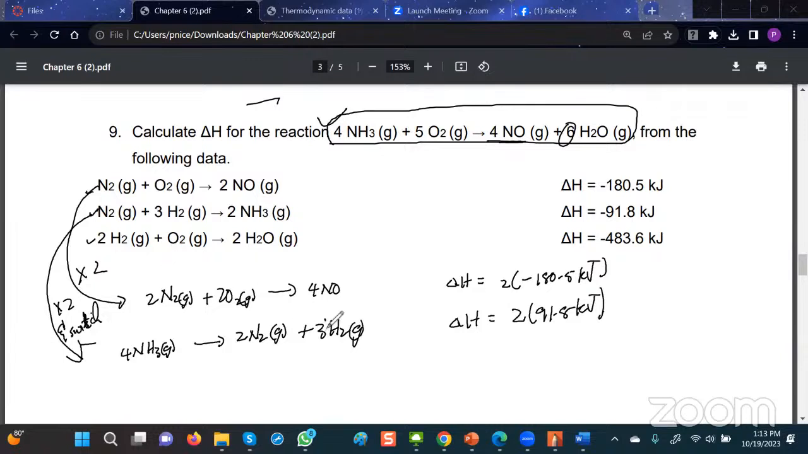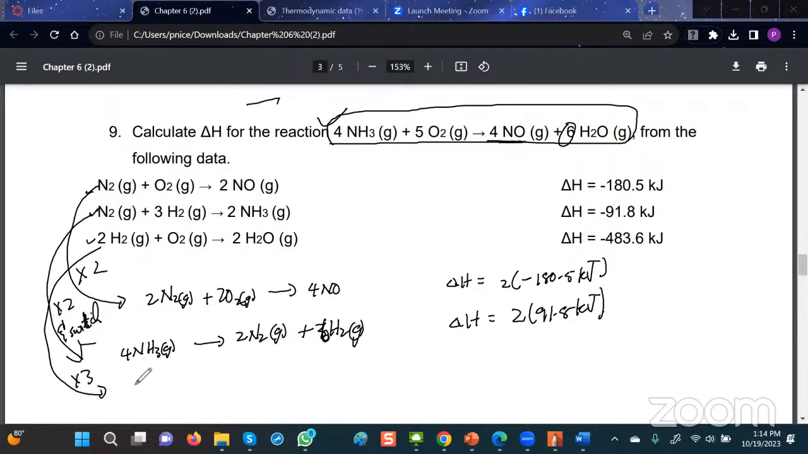You're right, 6. You're absolutely right. Thank you for that correction. Okay. So for the third equation, what should we do to that one? Multiply by 3. I totally agree with that.